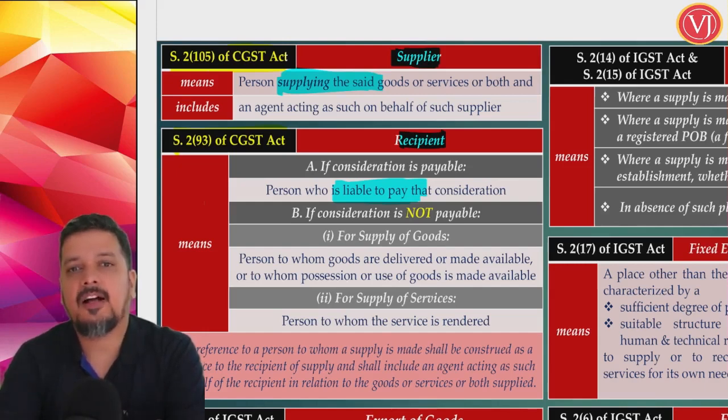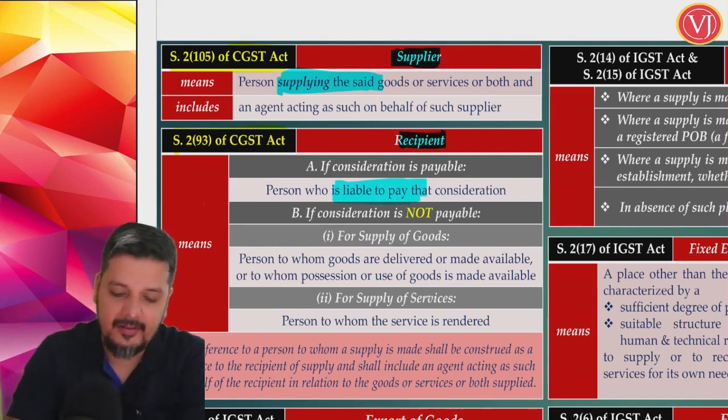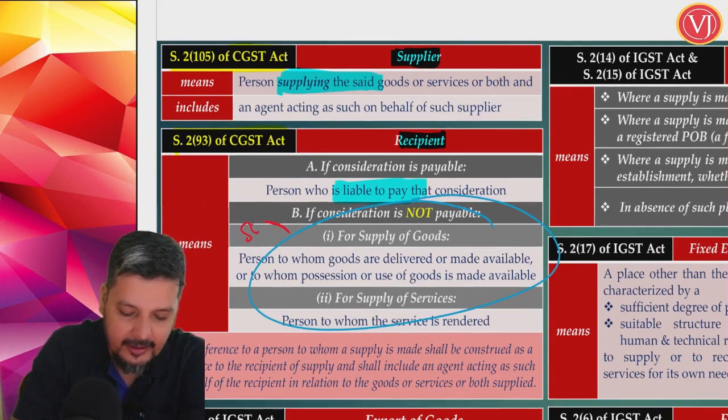If a company is taking its employees on vacation, supplier is the hotel where the employees are staying, recipient is the company, not the employees who are getting those services. Recipient means who's liable to pay the consideration. Yes, in a case where there is no consideration, when is there no consideration? In Schedule 1 cases, correct?